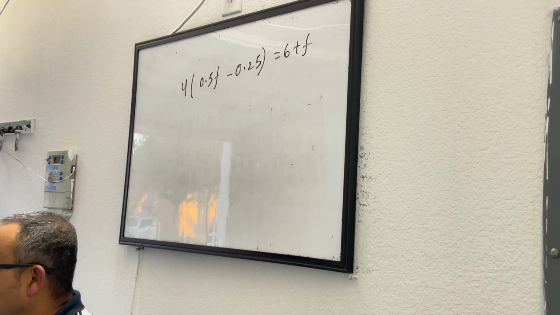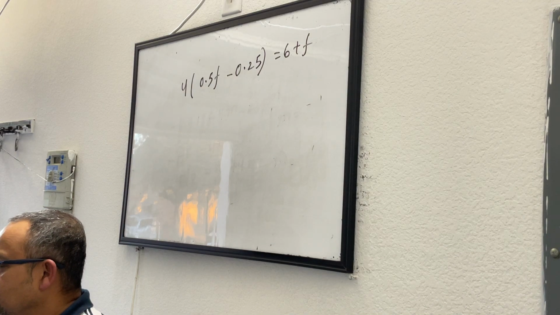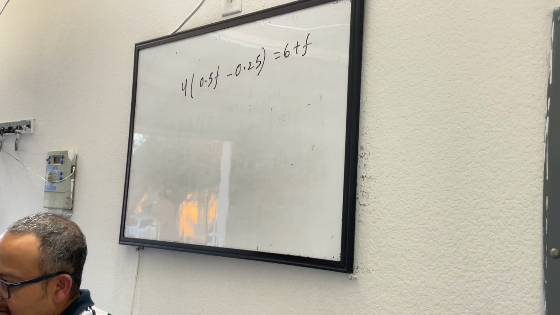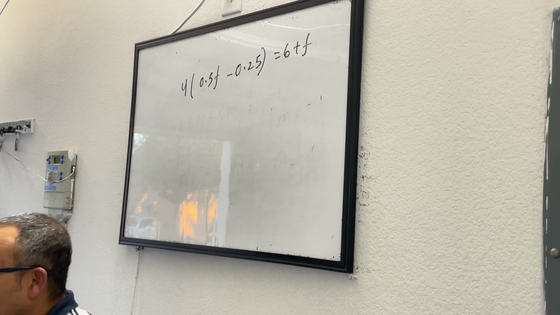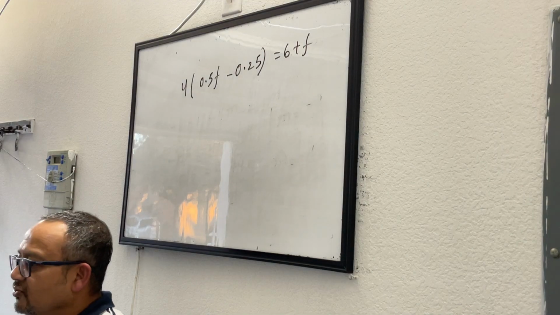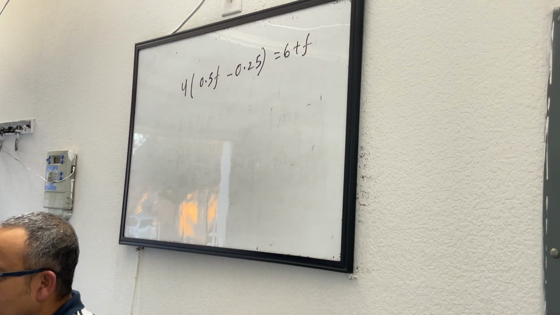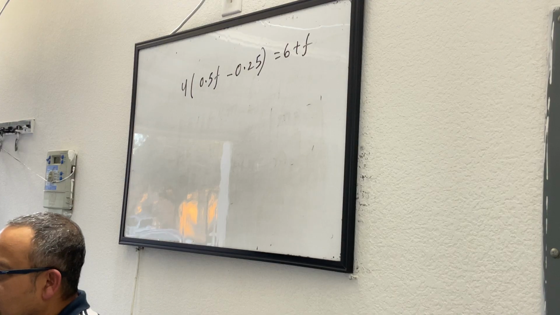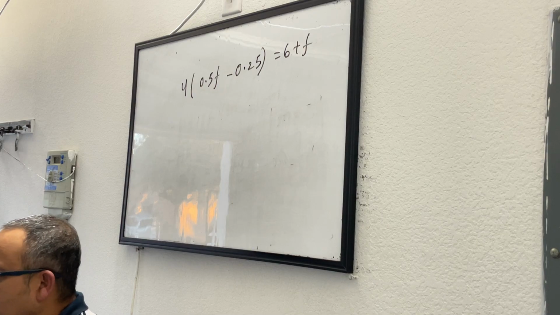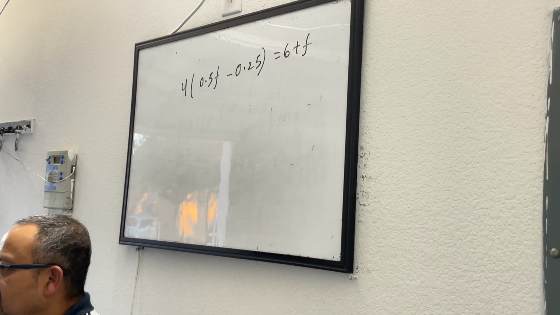I'm waiting for your answers too. Yes, Saurya. I got positive 7. Positive 7? I got positive 7. Okay. Urvi? F equals 7. Okay. How about Riyaz? F equals 7. Nihan? F equals 7. Okay.